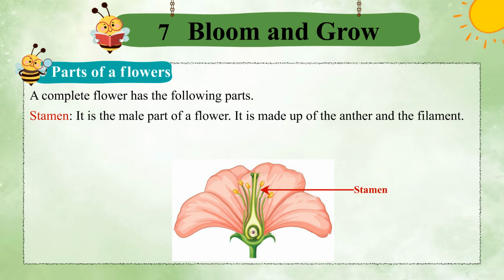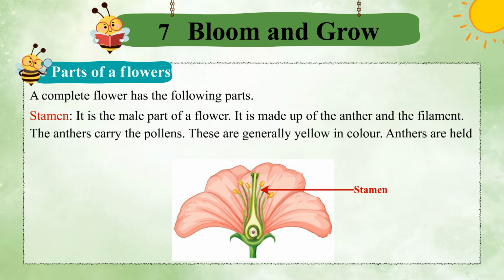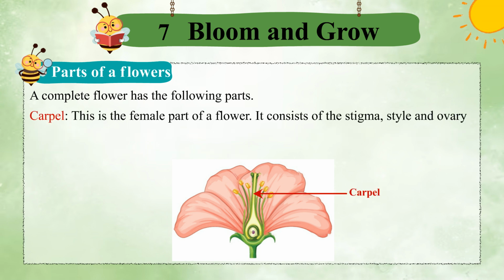Stamen. It is the male part of a flower. It is made up of the anther and the filament. The anthers carry the pollens. These are generally yellow in color. Anthers are held up by a thread-like part called the filament. Carpel. This is the female part of a flower.